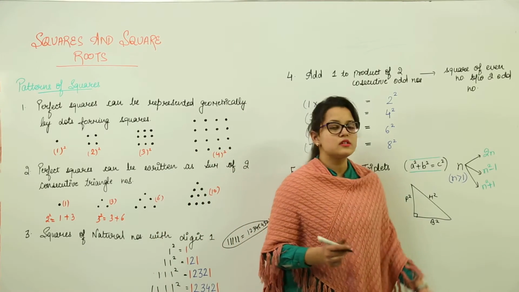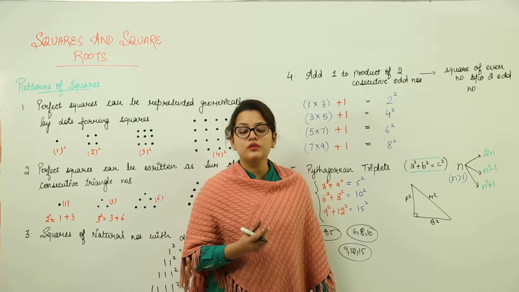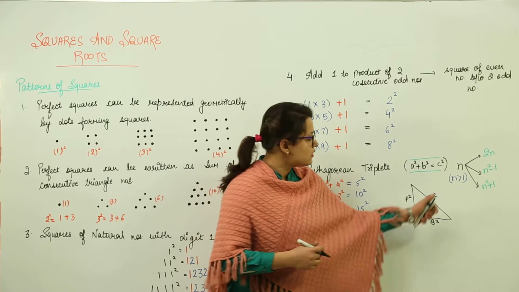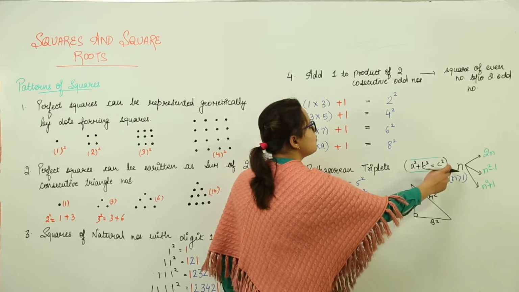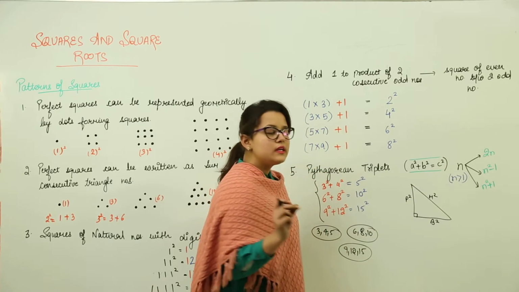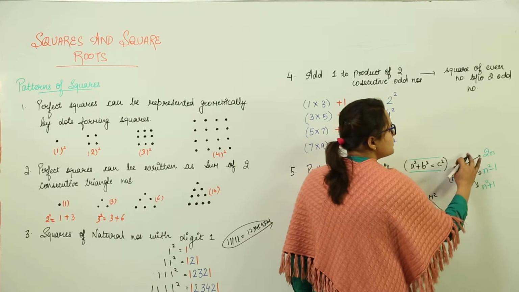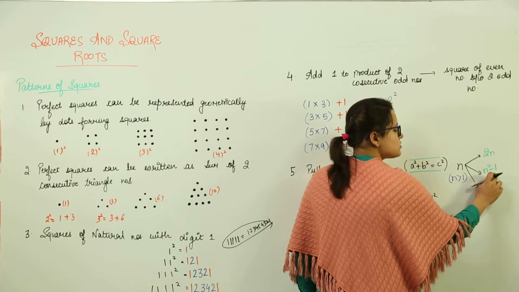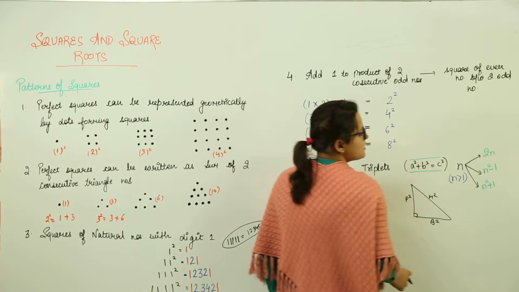Now comes the question: if you are given one number of the Pythagorean triplet and asked to find the other two, how do you find it? Now see, for example, you are given one number, you will take it as n. What will be the three Pythagorean triplet numbers for that? One will be 2n, another would be n square minus 1 and the third would be n square plus 1.